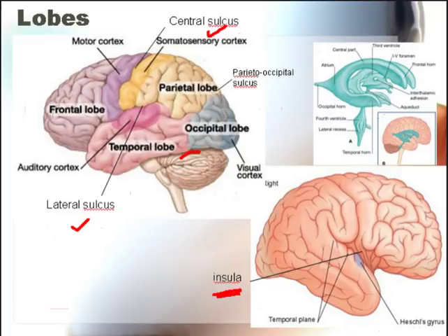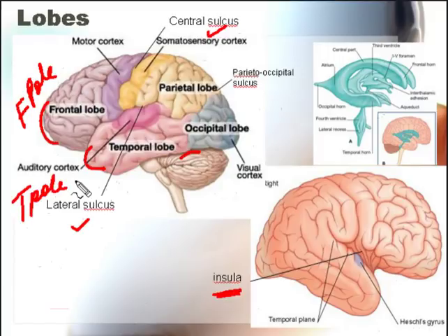Now the blunt ends of the hemisphere, you have two blunt ends anteriorly and one posteriorly. So this anterior most one is the frontal pole. Below it, facing anteriorly, is the temporal pole. And then on the posterior aspect, this is the occipital pole. So you have three poles while you have four lobes.